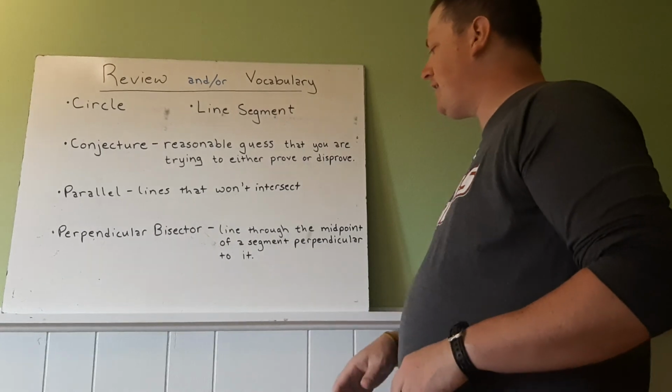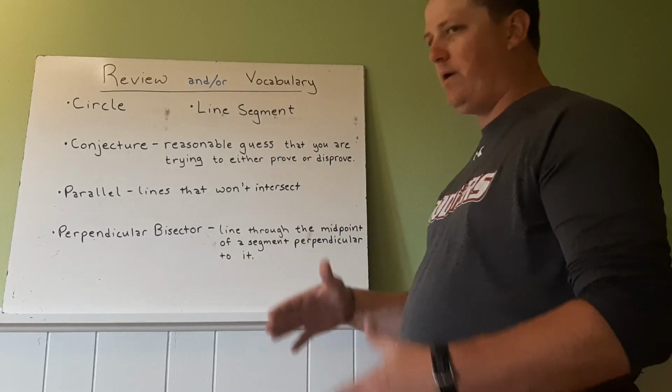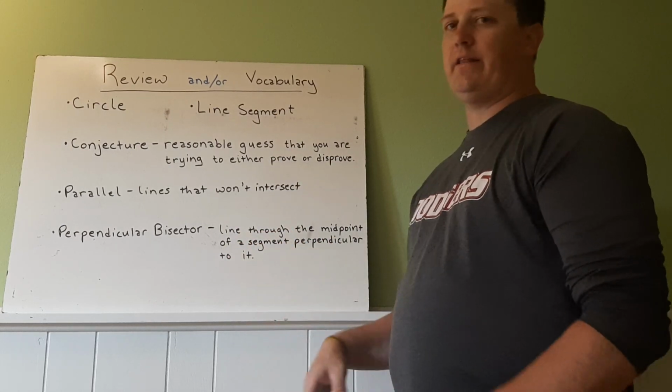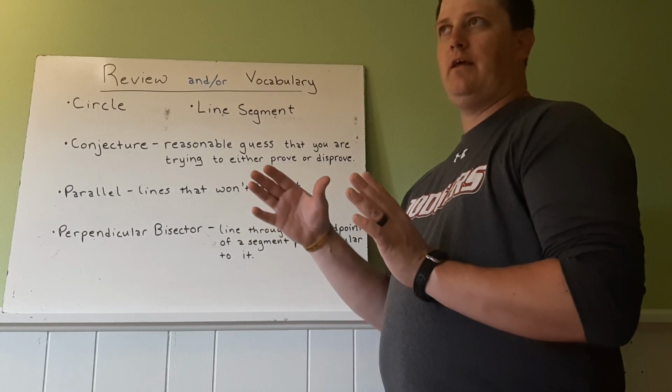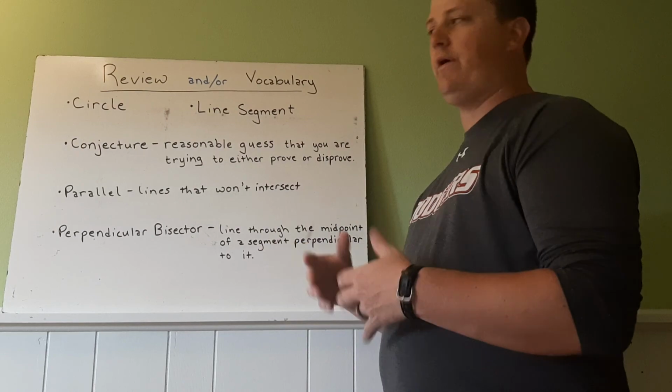Then we have perpendicular bisector, which is a line through the midpoint of a segment. So midpoint means it's the middle, and it is perpendicular to it. So not only is it through the middle of a segment, but it's also making a 90-degree angle with that segment.